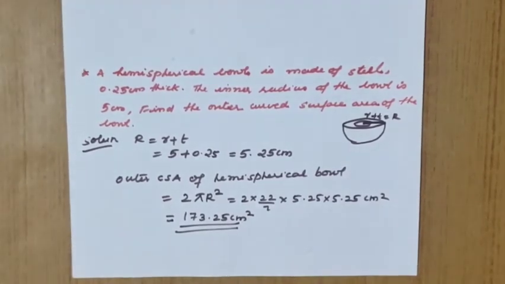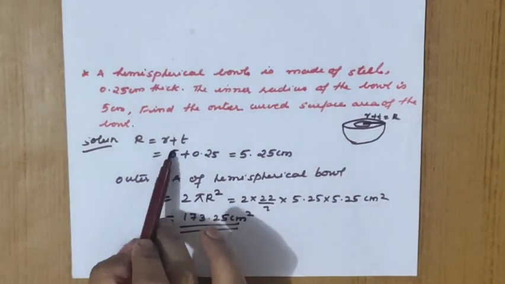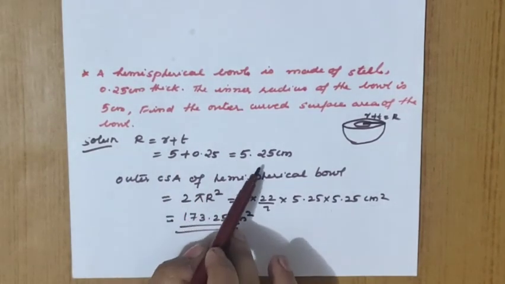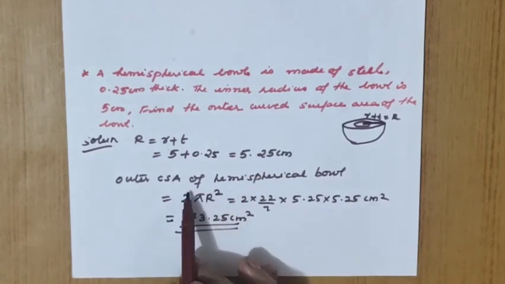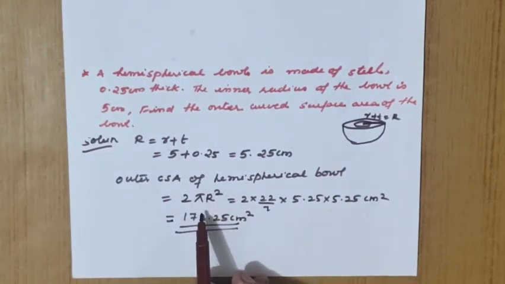So here the only difference is that we have to calculate the outer radius. For calculating the outer radius, what should we do? We have to add the thickness to the inner radius. So 5 plus 0.25 is equal to 5.25 centimeter. Now the outer CSA, direct formula only, 2 pi R square. So substitute, and we will get the answer 173.25 centimeter square.